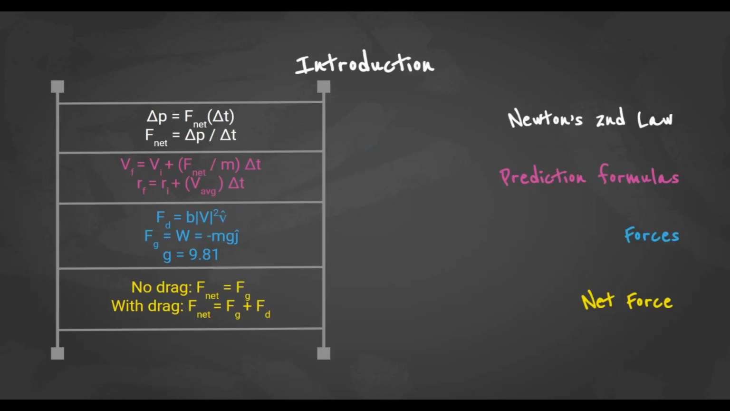So here are the formulas used. Newton's second law is obviously the first one that we have on here, just talking about how to find F net and how it's related to momentum. And then our prediction formulas are derived from Newton's second law.